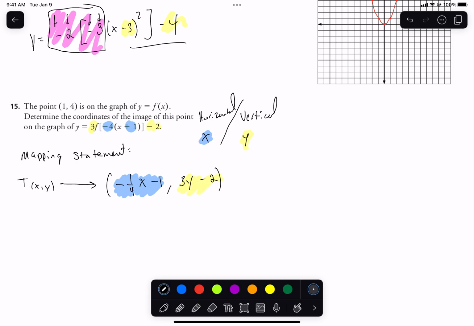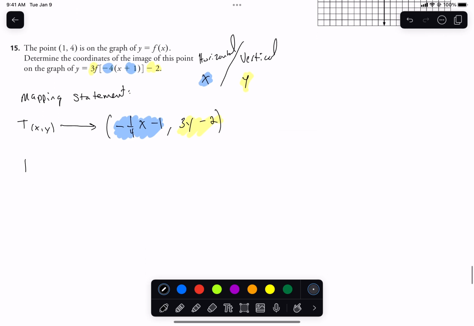Now, if I want to, just in words, transform, right, the point (1, 4), which is what this is telling me, I'm going to transform it using the mapping statement we've just created. And the mapping statement's telling me to go -1/4 times whatever the x value is that I'm looking for. In this case, it's 1, or what x value I've been given, and then -1. And then the y value is treated separately. We're going to go 3 times 4 minus 2.